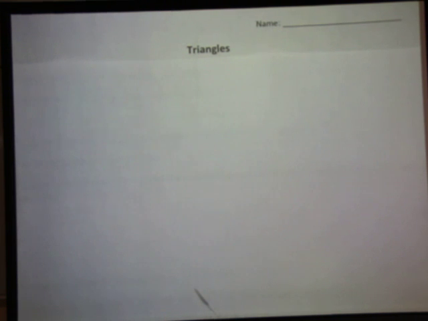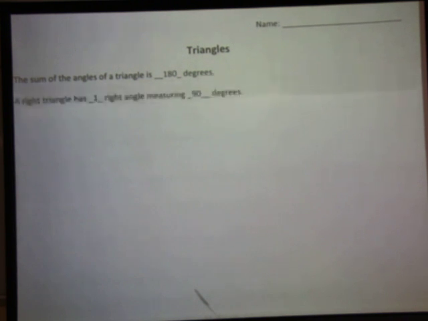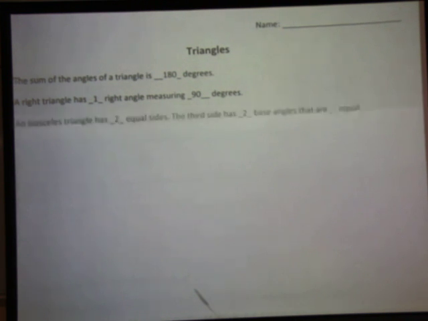All right, so today's flipped lesson is going to be on triangles. The first few things we're going to do is just go over some vocabulary. So the first things you need to fill out: the sum of the angles of a triangle is 180 degrees. A right triangle has one right angle measuring 90 degrees.